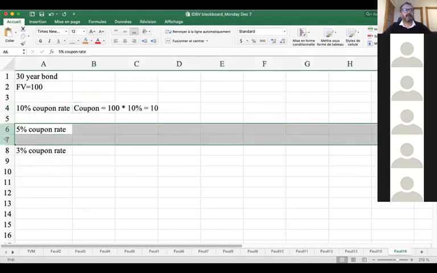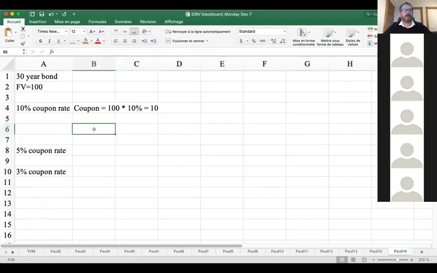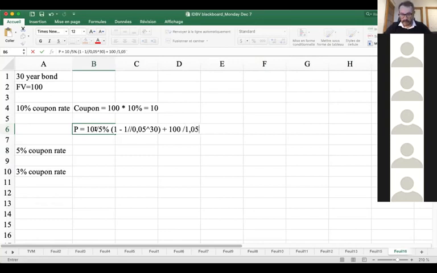Okay, and so the price of the bond will be equal to the coupon, 10, divided by the yield to maturity, which remains the same, right? 5%, okay? Plus, times 1 minus 1 divided by 1.05 exponent 30, plus 100 divided by 1.05 exponent 30. So that will be the price for the first one.